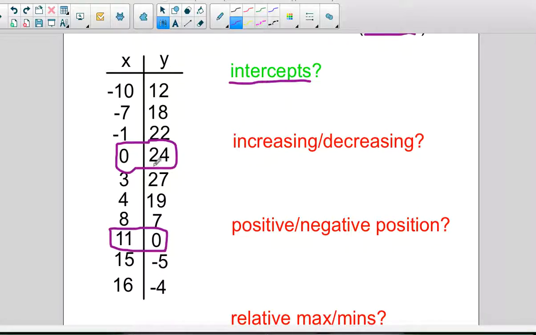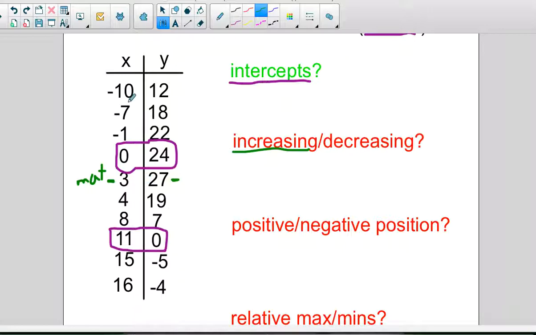Increasing and decreasing, right? So you kind of want to look at the y coordinate and say, okay, are the y's going up? If they're going up, then it's increasing, right? So right here, we see increasing, right? It's 12, 18, 22, 24, 27. Okay, boom, down to 19. So it's increasing until we hit this point right here, which if you can kind of picture it, going up, going up, going up. Okay, after this, it starts going down. This is our relative maximum right here. So that actually answers this one right here. This is a relative max right there at 3, 27.